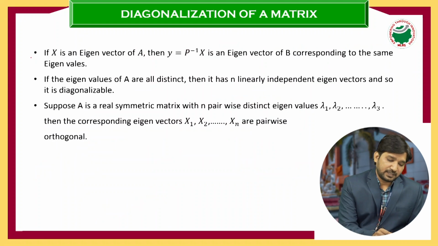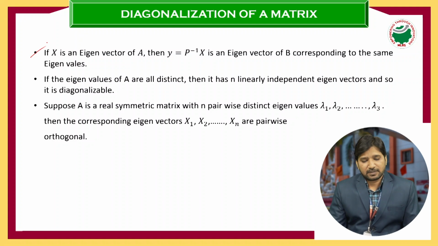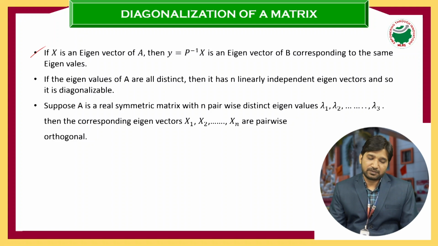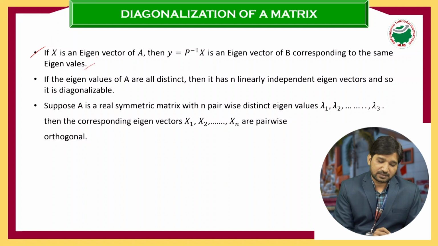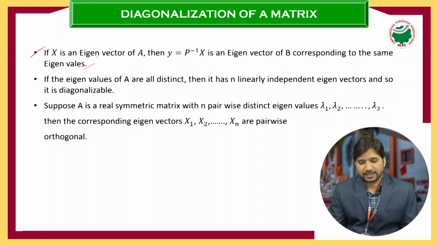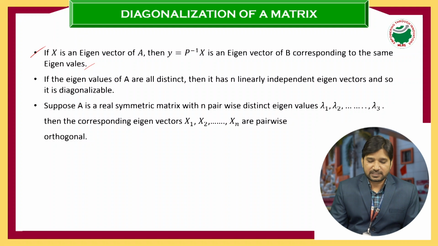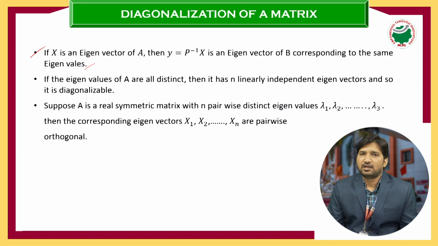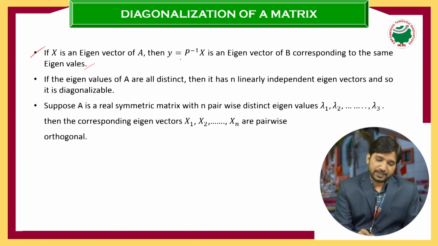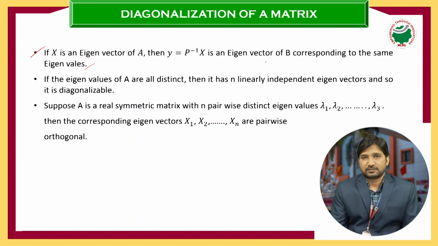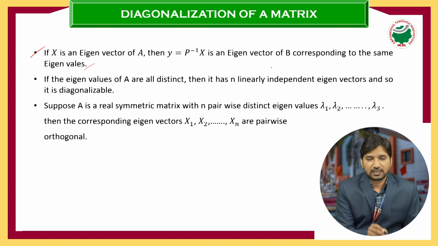And next one is, if X is an eigenvector of A, then Y equal to P inverse X is an eigenvector of B corresponding to the same eigenvalues. X is an eigenvector of A. In case X is an eigenvector, then Y is the transformation. Y is equal to P inverse, where P is the model matrix. It is a non-singular matrix, so we can also find P inverse. Y equal to P inverse X is an eigenvector of B corresponding to the same eigenvalues.